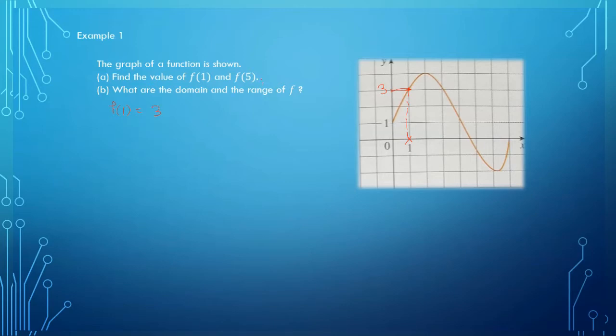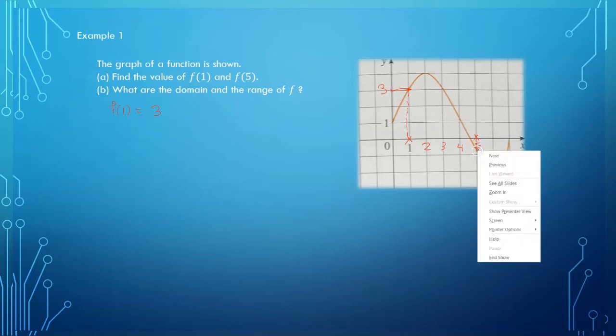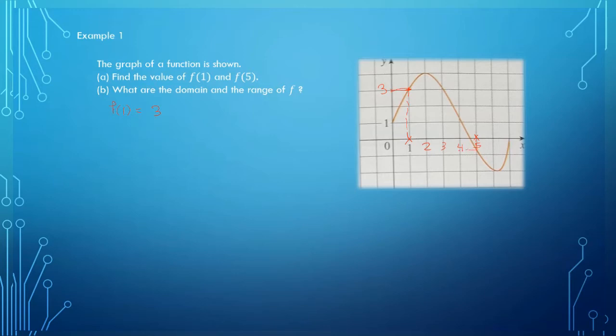f of 5, we go to x equal 5: 1, 2, 3, 4, 5. Here is x equal 5. Let's see the graph. It is at approximately minus 1.7. So f of 5 is approximately equal to minus 1.7.